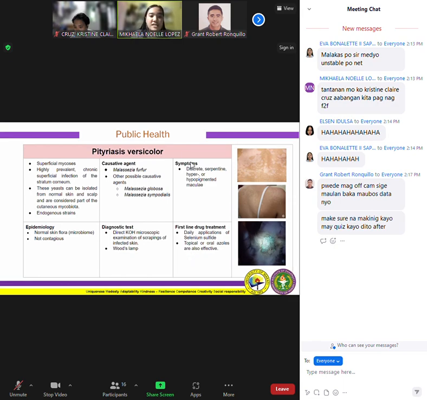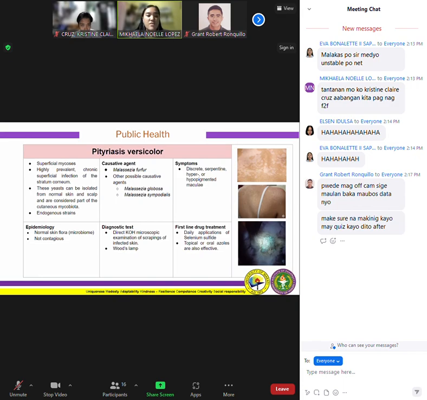So the diagnostic tests for pityriasis versicolor are direct potassium hydroxide microscopic examination of scrapings of infected skin and Wood's lamp. So a diagnosis is confirmed by direct KOH microscopic examination of the scrapings of infected skin. So kuha sila ng sample from the infected part. So the potassium hydroxide works as an enzymatic agent that breaks down debris in a specimen, such as yung epithelial cells and white blood cells, to be able to view the yeast or pseudohyphae. So it is short, unbranched, non-pigmented hyphae, and spherical cells that are observed.